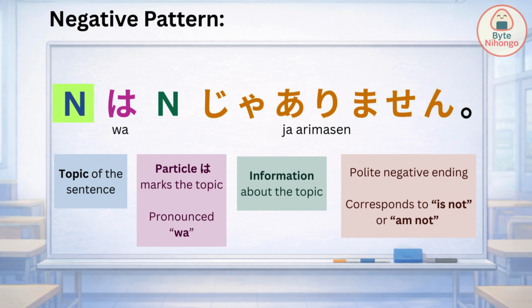The first noun is the topic. Wa marks the topic. The second noun gives information. And じゃありません is the polite negative ending. The expression じゃありません is the negative form used in Lesson 1. It corresponds to is not or am not in English.